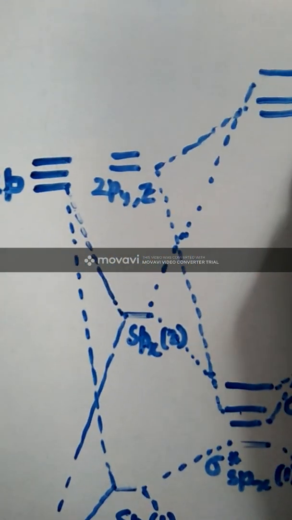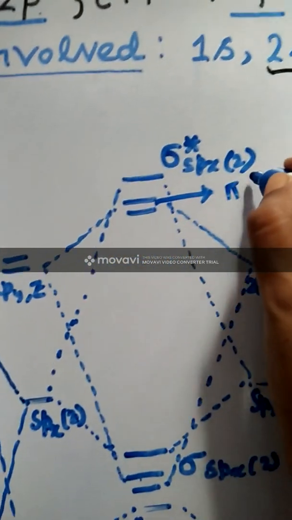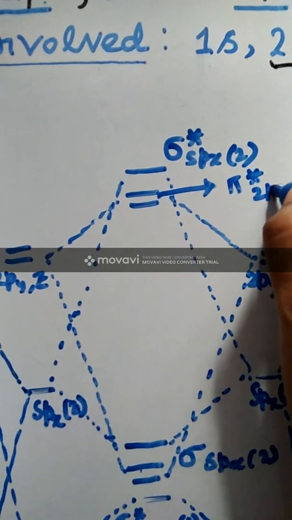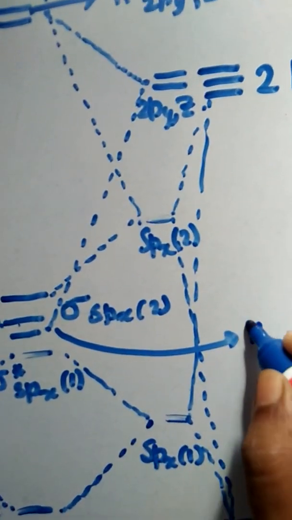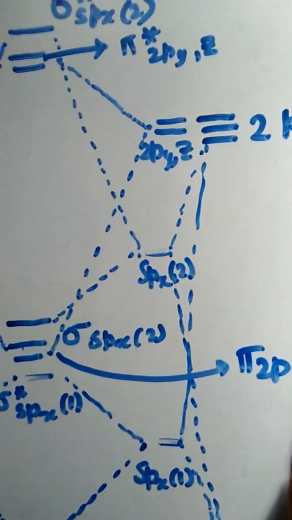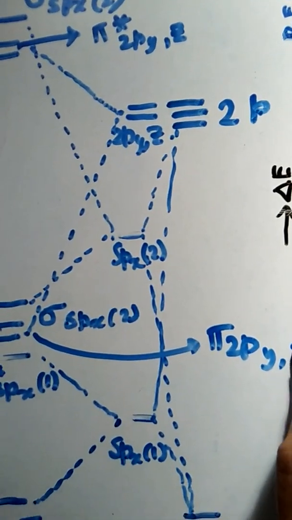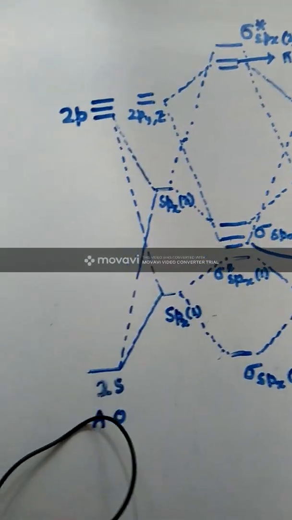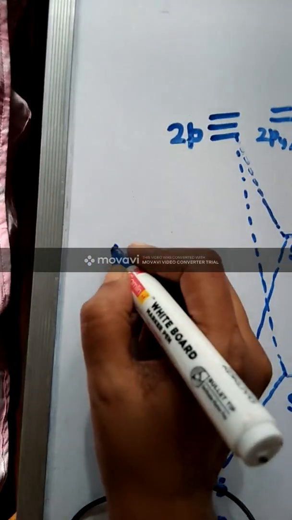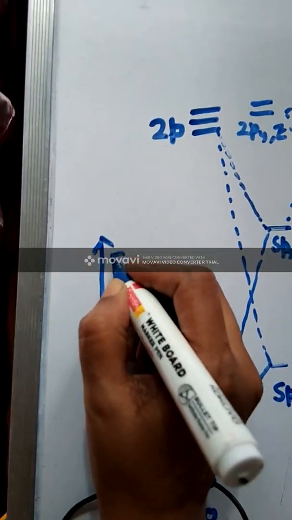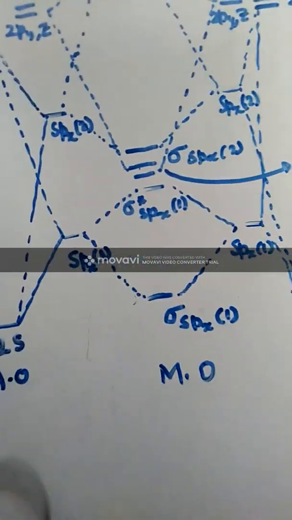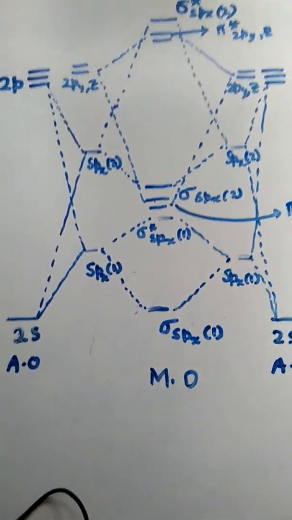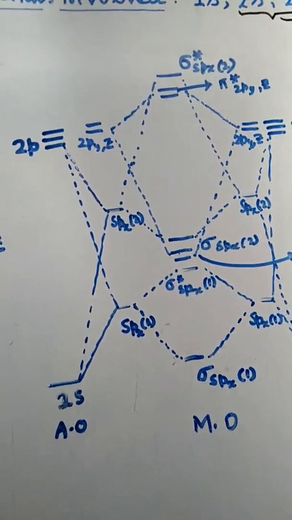So this is pi star 2p y z and this is pi 2p y and z. Now you have to show the energy axis here, and in between you have to write the molecular orbital of B2, C2 or N2, any one. Now we have to fill up the electrons.